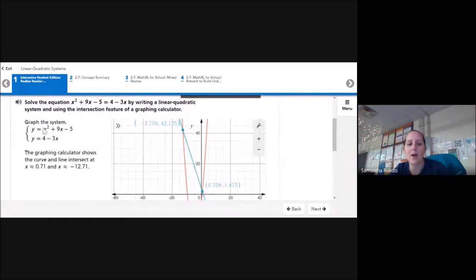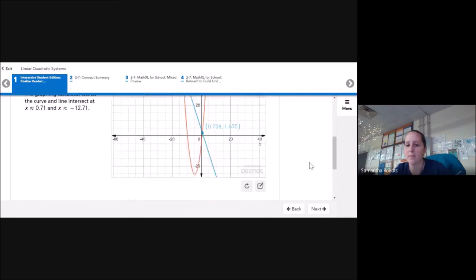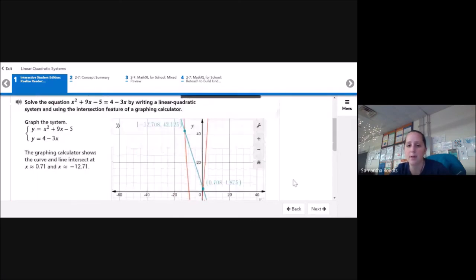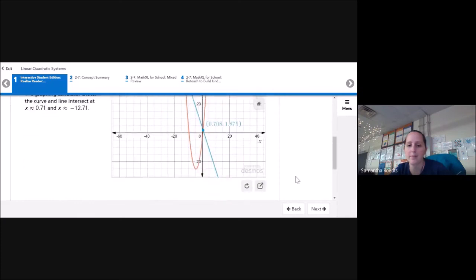So I'm going to graph the system, y equals x squared plus 9x minus 5. I took the left side of the equation and set it equal to y. Then I took the right side of the equation and set it equal to y. The graphing calculator shows the curve and line intersect at x approximately 0.71 and x approximately negative 12.71.